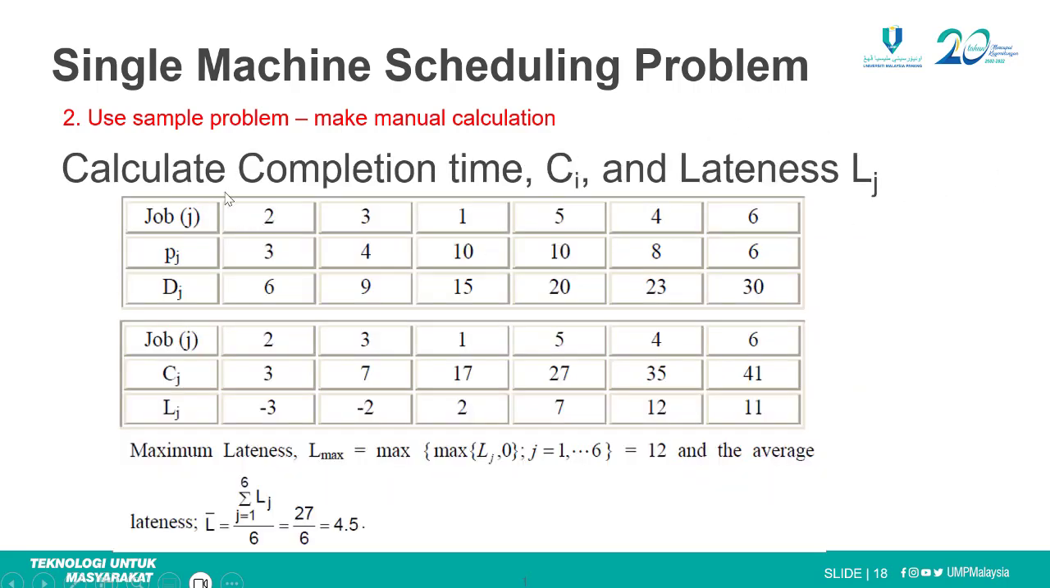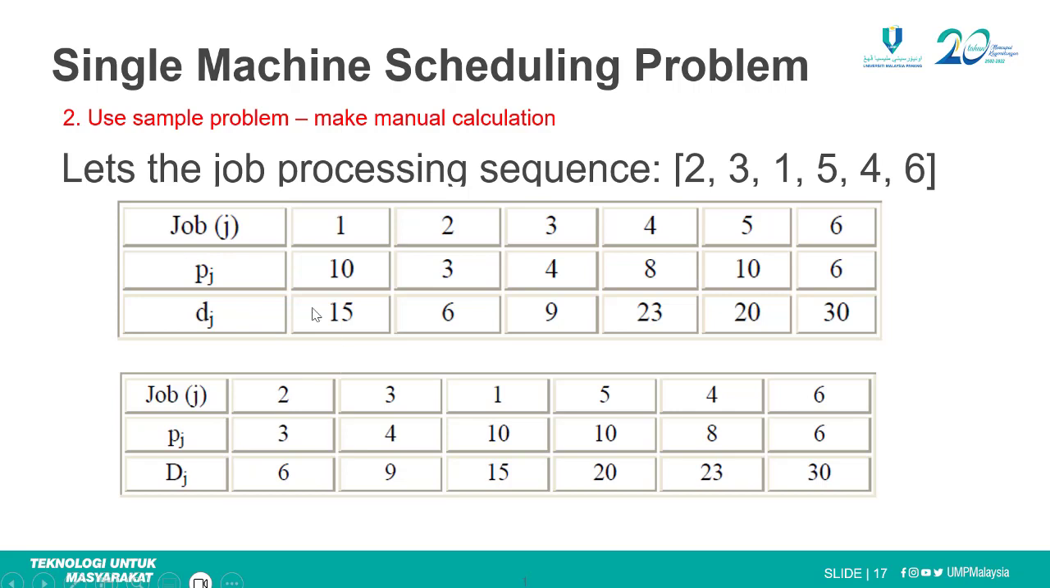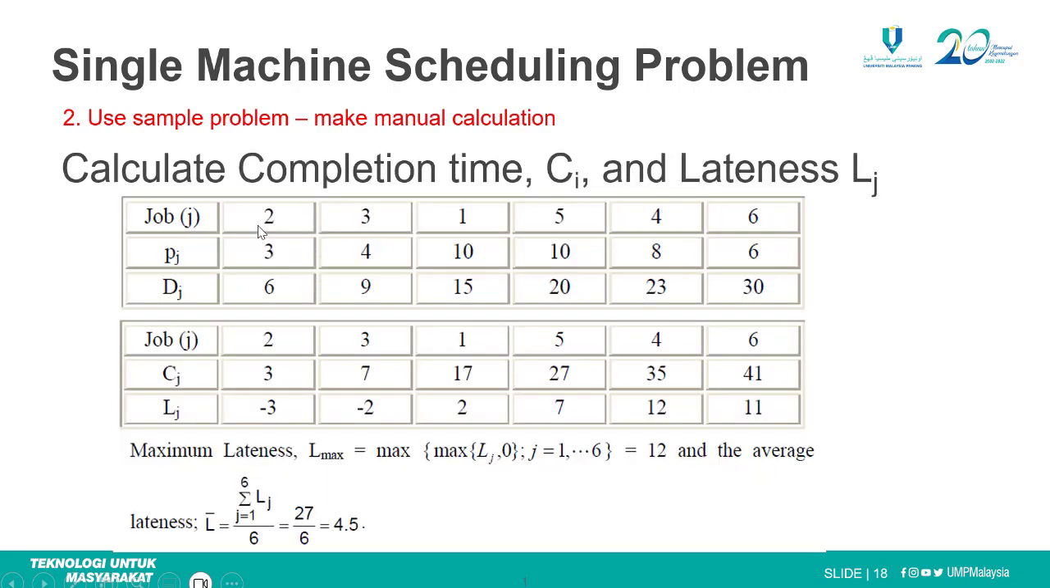Then the next step, we calculate the completion time, CJ, and also the lateness, LJ. So we calculate the completion time. This is the original sorted table. For job 2, it requires 3 hours. If this is the first process, it's supposed to be completed at the third hour.